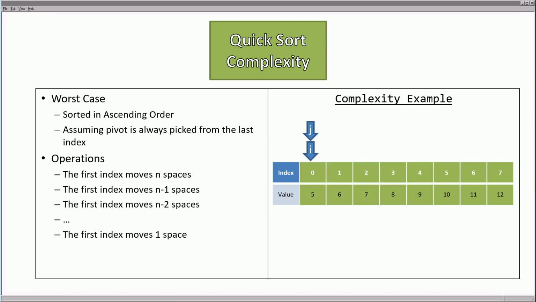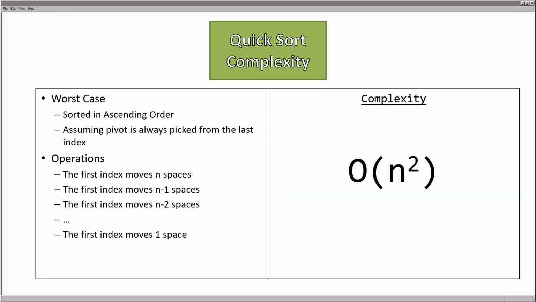As we keep going through this, we're going to notice that in order to move these I and J's on the first time, we have to move that n number of spaces, assuming this array was of size n. Then we have to move n minus 1 spaces to get to the next value, then the next, then the next, then the next. So looking at this in the worst case, if we add all of these together, the big O for quicksort is n squared.